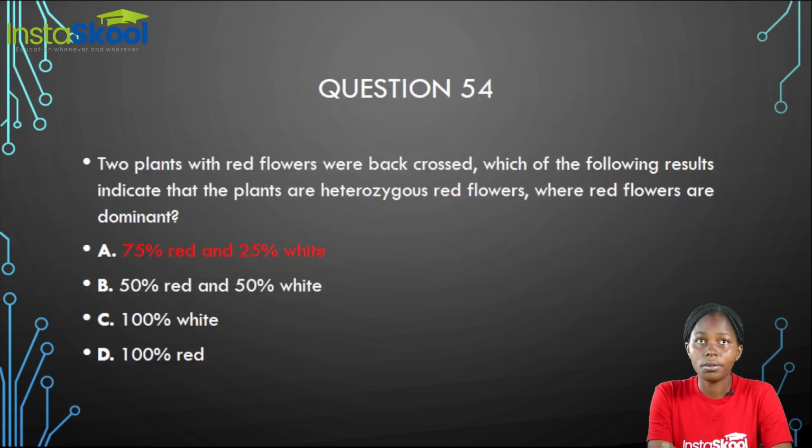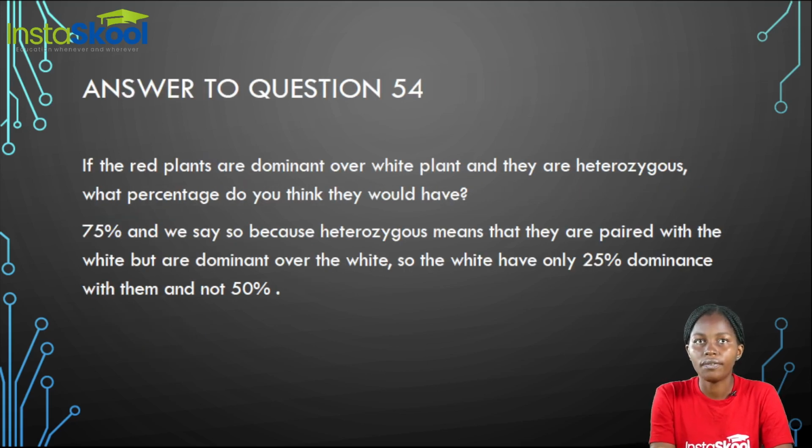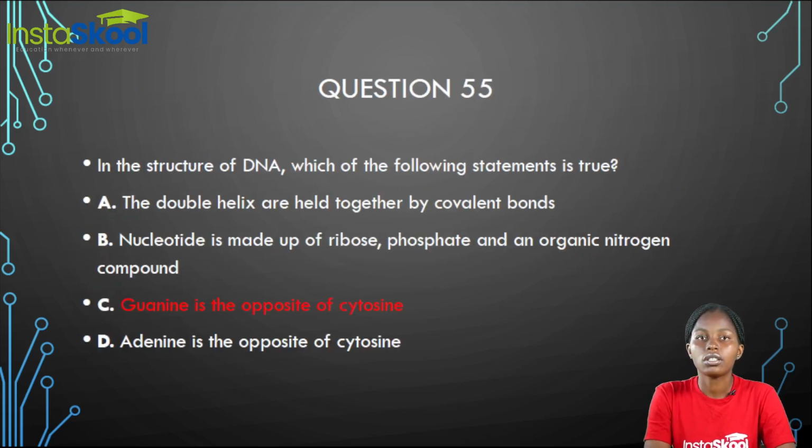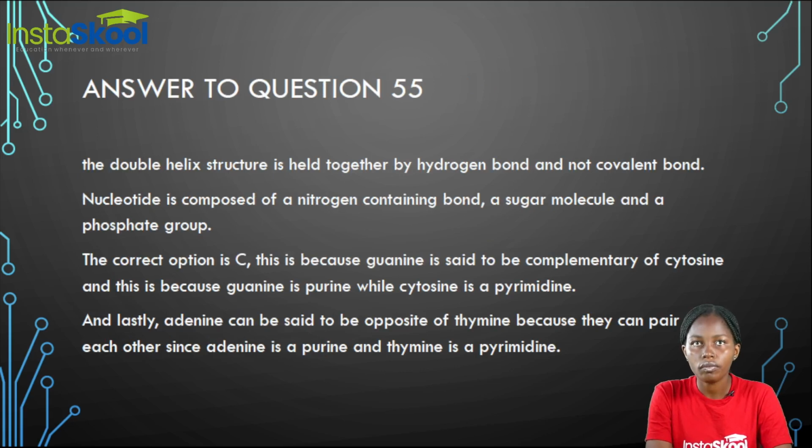So that's our option A. 75% goes to the red flowers, while 25% goes to the white flowers. Question 55. In the structure of DNA, which of the following statements is true?